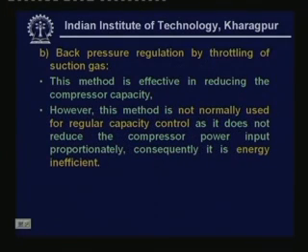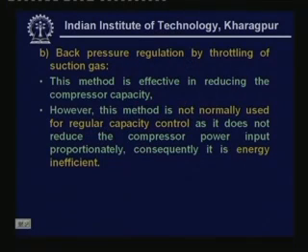However, this method, even though I have mentioned it here, is not normally used for regular capacity control, as it does not reduce the compressor power input proportionately. Consequently, it is energy inefficient. You can control the capacity by using a throttle valve, but the disadvantage is you are getting less refrigeration capacity, but at the same time you are not able to reduce the power input to the compressor in the same proportion. As a result, the COP at part load conditions will be less than the COP at design conditions. That means this method is not energy efficient. That is the reason why normally this back pressure regulation for capacity control is not used in practice.